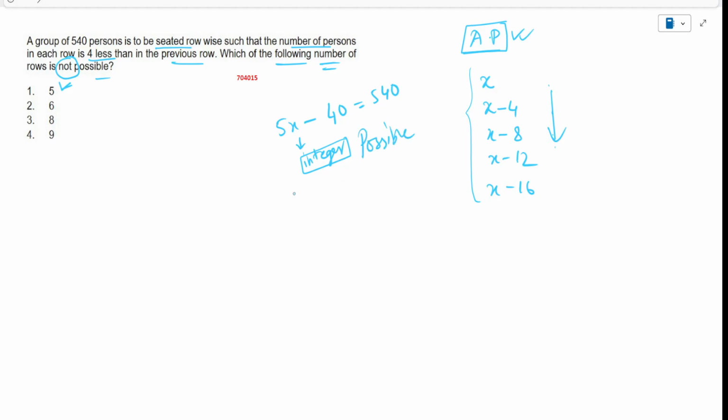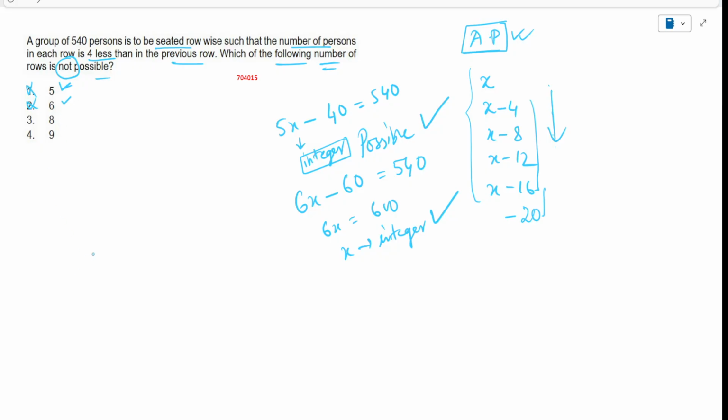Similarly, if we choose the 6, then what will happen? 6x minus another is 20, that is 60. 6x minus 60, this total gives 40, and this is also add, then 6x minus 60 is equal to 540, 6x equal to 600. Therefore x is also an integer here. This is also valid. Therefore this is valid, but this is not the answer.